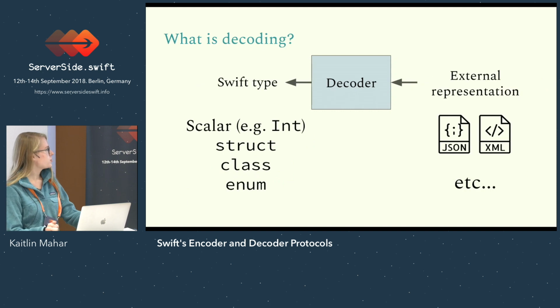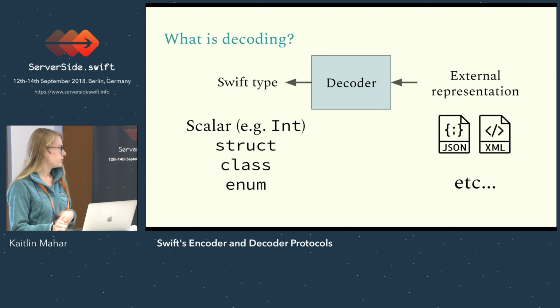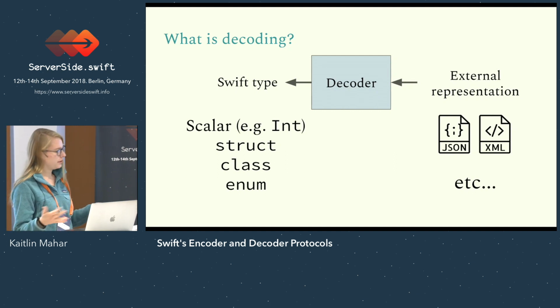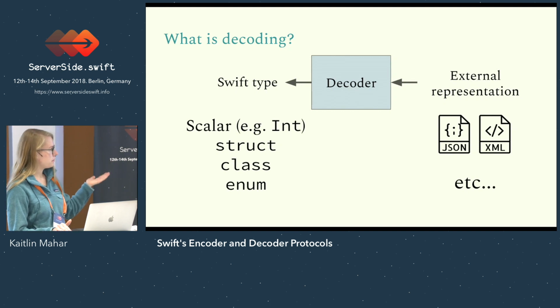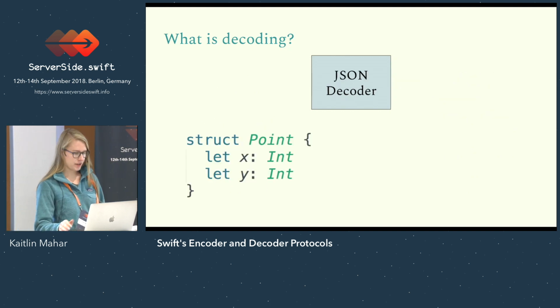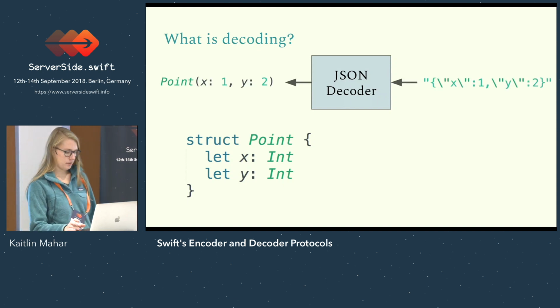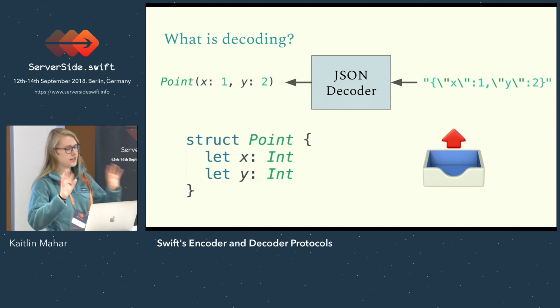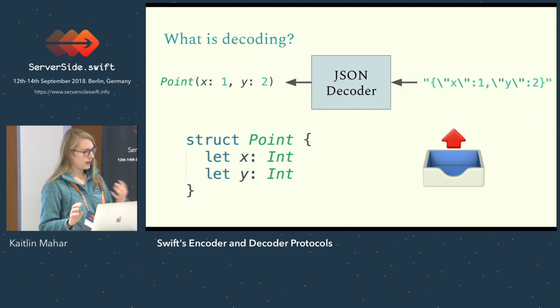So decoding is pretty much the opposite of encoding. We start off on the right with our external representation, which could be, again, JSON or XML or anything else. We put it into the decoder, and out comes a Swift type. A concrete example, again, would be the JSON decoder. We start off with that same string, and we get out the point. So I want you to think of decoding like taking a Swift type out of a box, because we put in the string, and out comes a point.